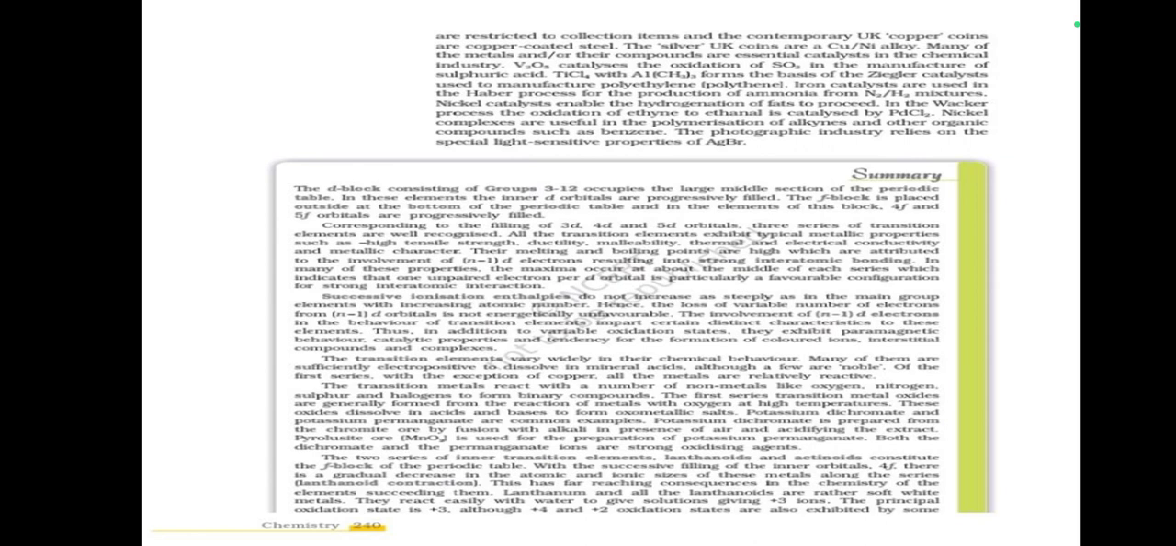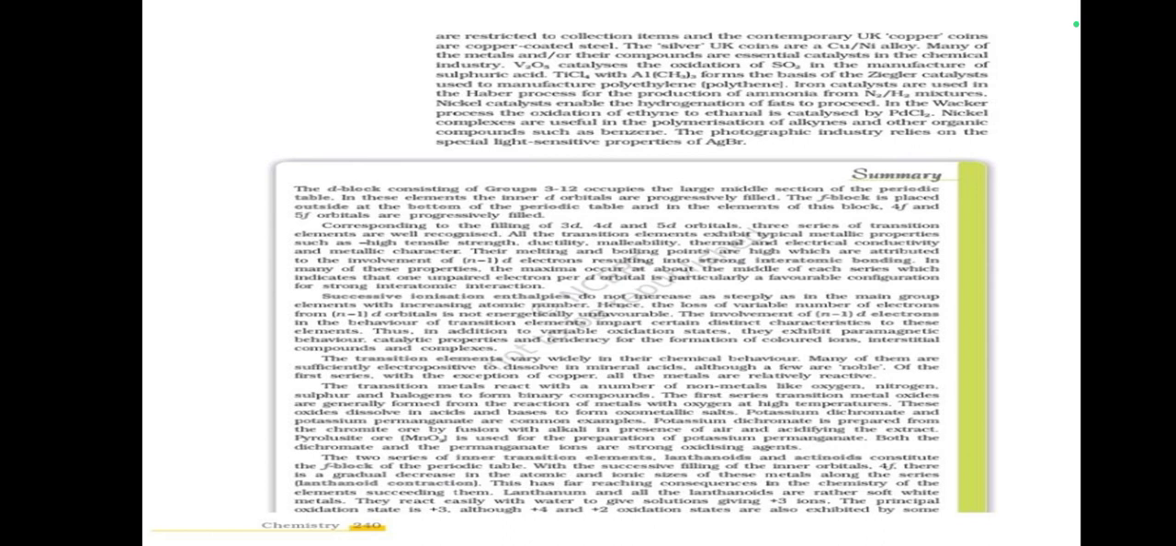The d and f block, consisting of groups 3 to 12, occupies the large middle section of the periodic table. In these elements, the inner d orbitals are progressively filled. The f block is placed outside at the bottom of the periodic table, and in the elements of this block, 4f and 5f orbitals are progressively filled, corresponding to the filling of 3d, 4d, and 5d orbitals. Three series of transition elements are well recognized.